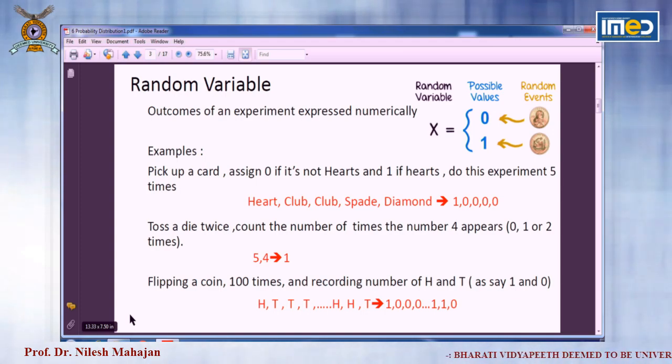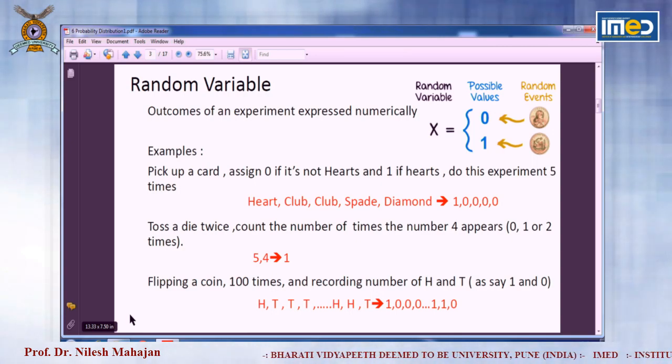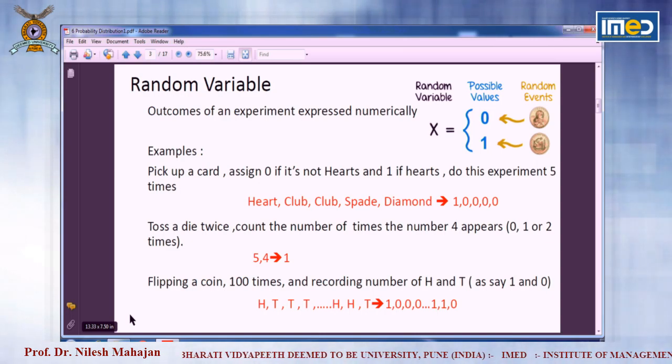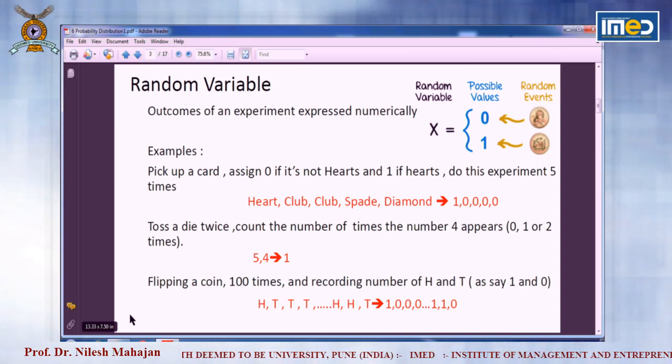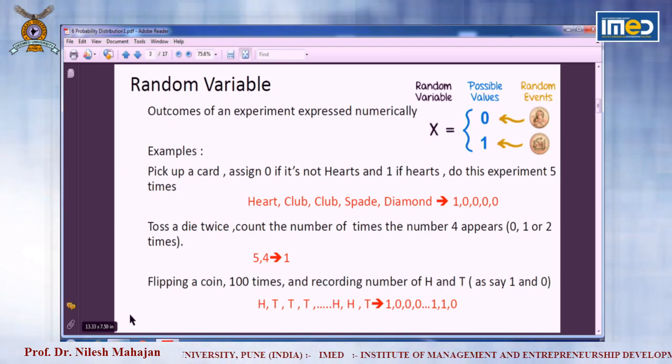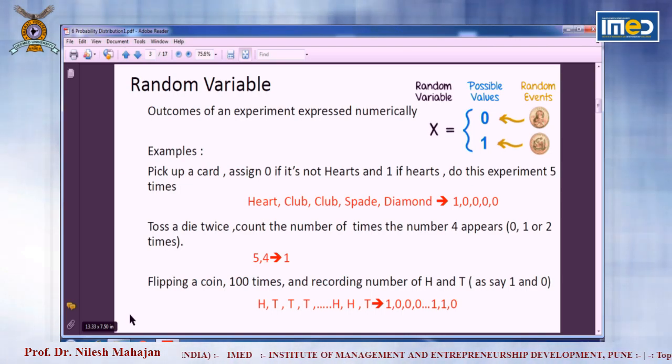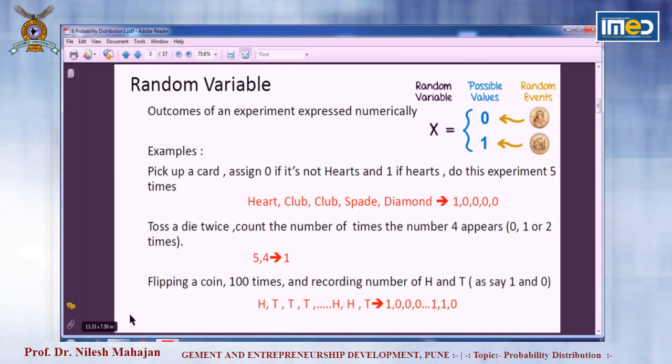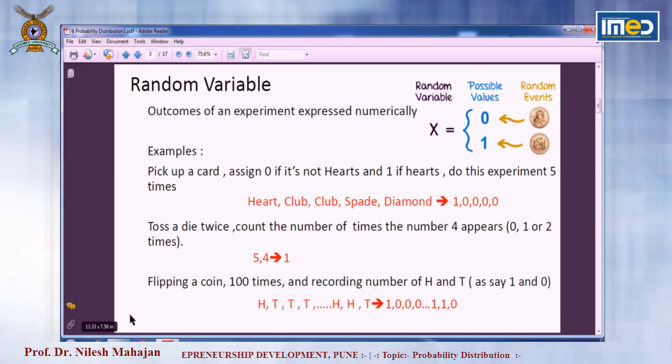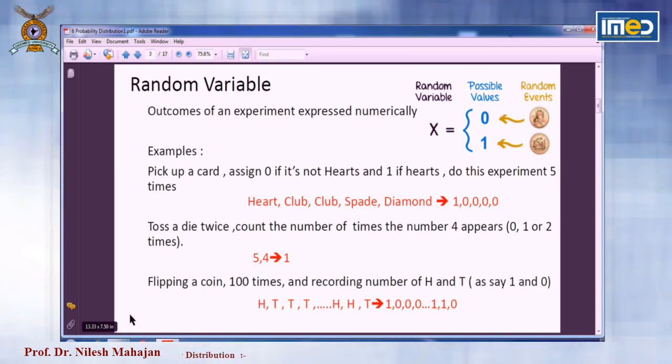Now we are taking one example. Pick up a card, assign 0 if it's not hearts and 1 if it's hearts. Do this experiment 5 times. In the previous lecture you learned how to represent this. Now we are calculating the random variable. The combinations are heart, club, spade, and diamond. For heart we represent 1 and the others are 0, 0, 0. So my random variable is 1, 0, 0, 0, 0.